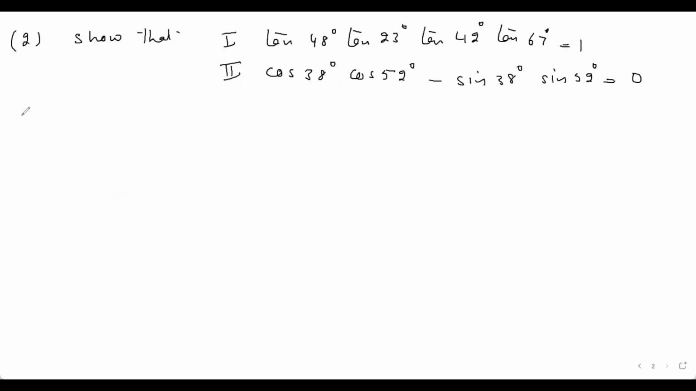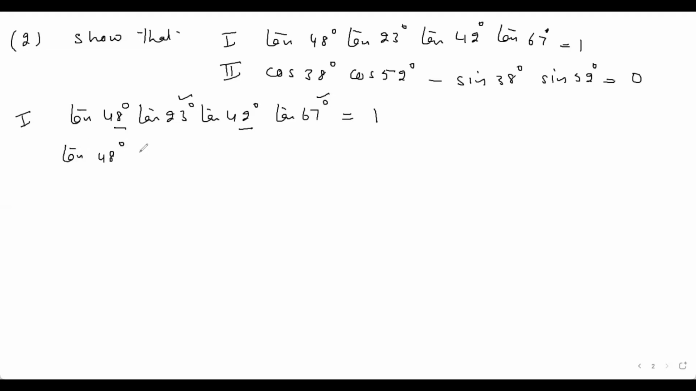Now, in the first part, I have to prove tan 48 degree, tan 23 degree, tan 42 degree, tan 67 degree is equal to 1. This is the first part. Now see, 48 plus 42 is 90. 23 plus 67 is 90. So write it like this: tan 48 degree, tan 42 degree, tan 23 degree, and tan 67 degree.